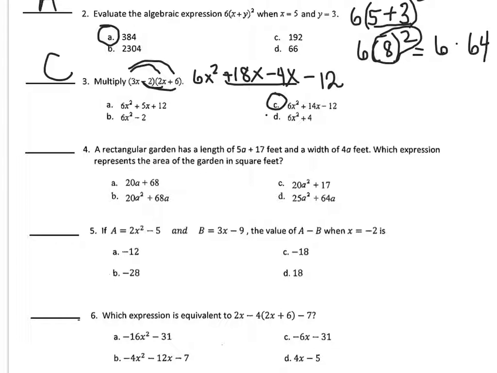In number 4, a rectangular garden has a length of 5a plus 17. I always say, draw yourself a picture so you can kind of visualize what's being told to you. It has a width of 4a, and we want an expression to represent the area. Area is length times width, or because of the commutative property, you could say it's width times length. You should have multiplied 4a times 5a plus 17.